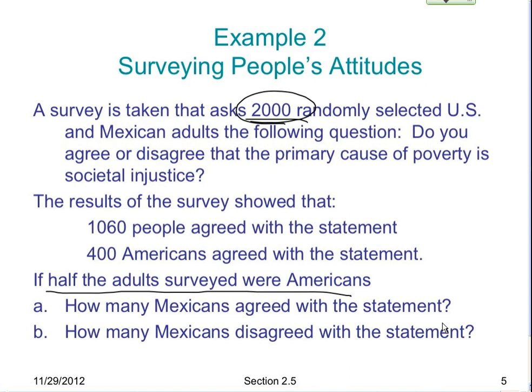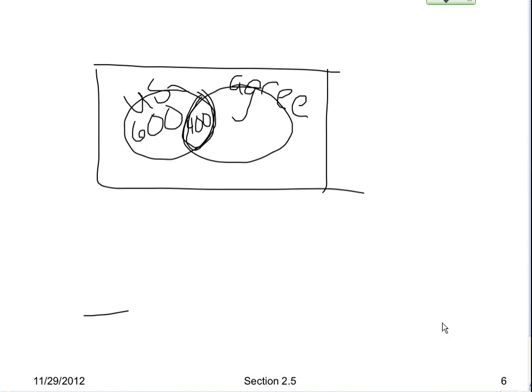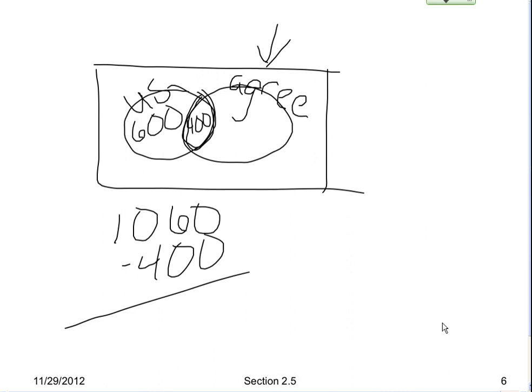We also know that 1,060 people agree with the statement. So in this set right here, there's going to be a total of 1,060. But remember, again, we've already used the 400 for the intersection there. So what we need is the 1,060, subtract off the 400 that we've already used, and we have 660 that agree but are not U.S. citizens.